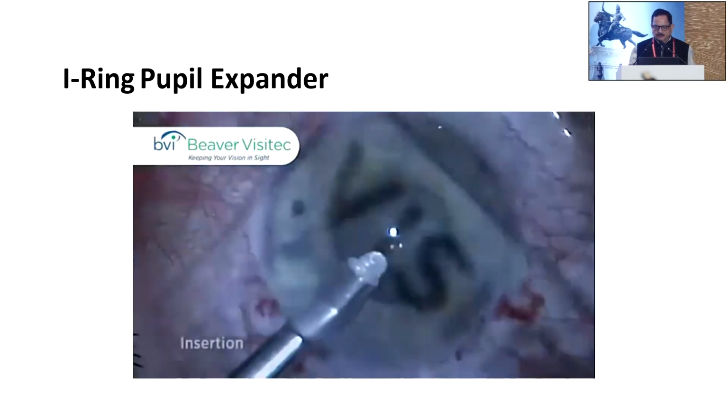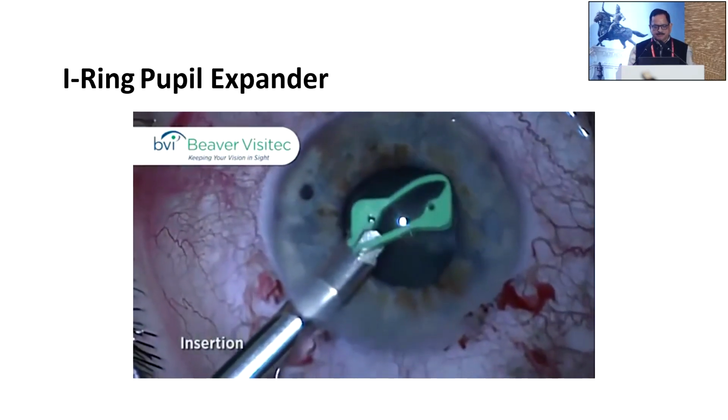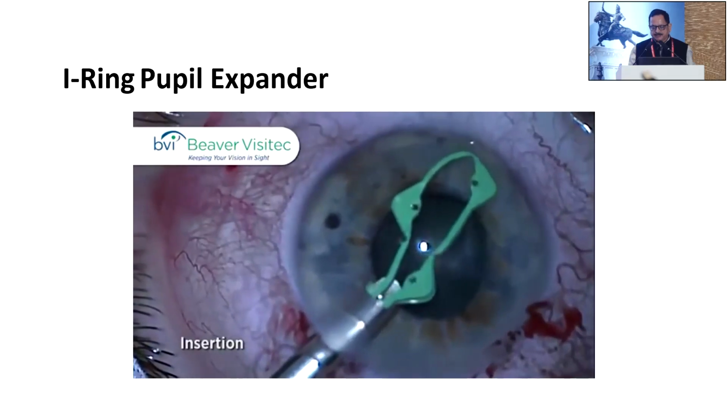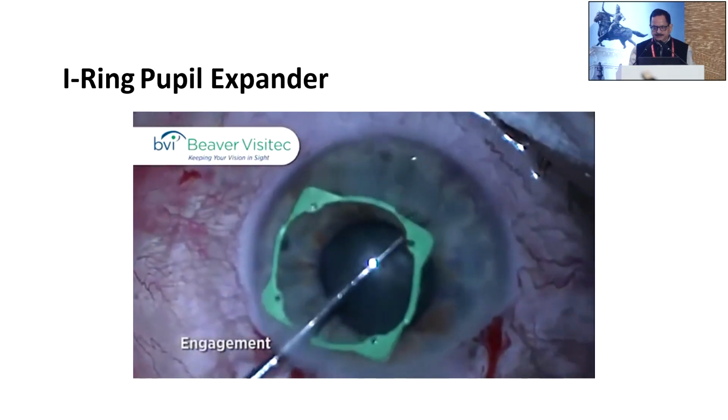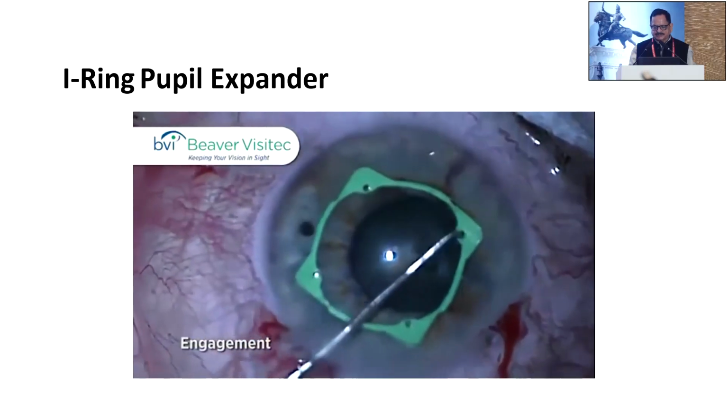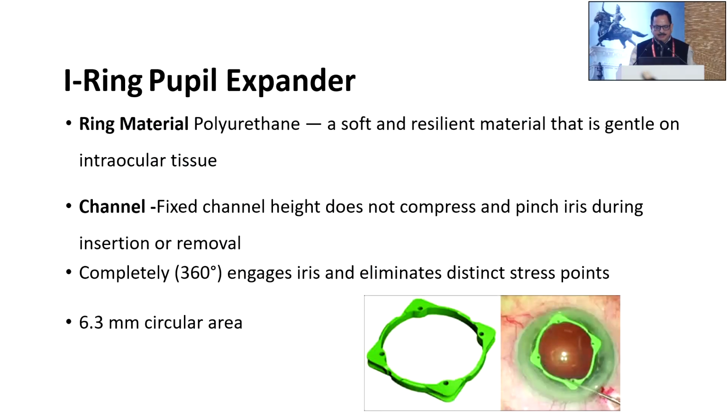Yes, sure. This is a demo of the Eye Ring pupillary expander. It is very easy to put, the only thing is it's a little bulky. It's a rigid material made of polyurethane. It's a fixed channel, the side does not compress and pinch during insertion or removal. There is a complete 360 degree engagement of the iris and it eliminates distinct stress points. So it's an all-round stretch on the pupillary margin, and you get a very wide 6.3 millimeter circular area.